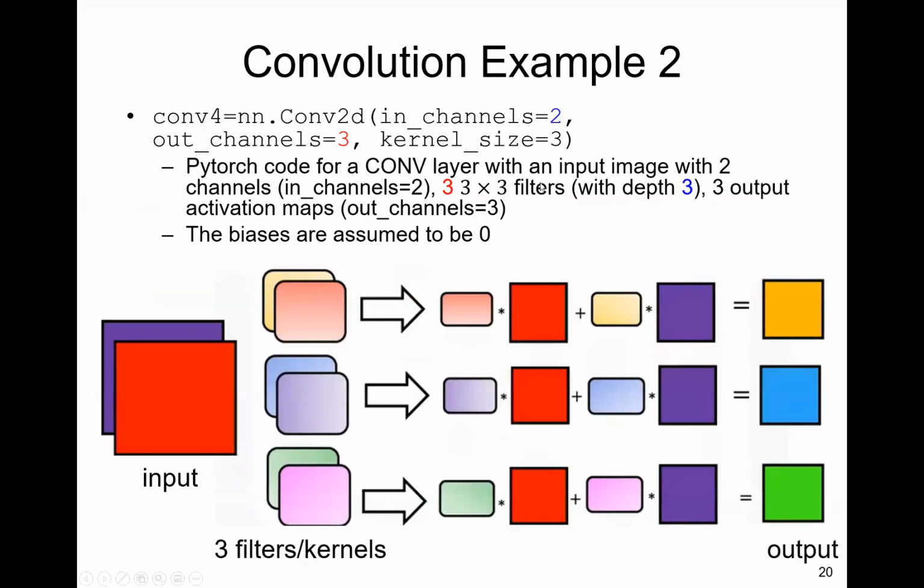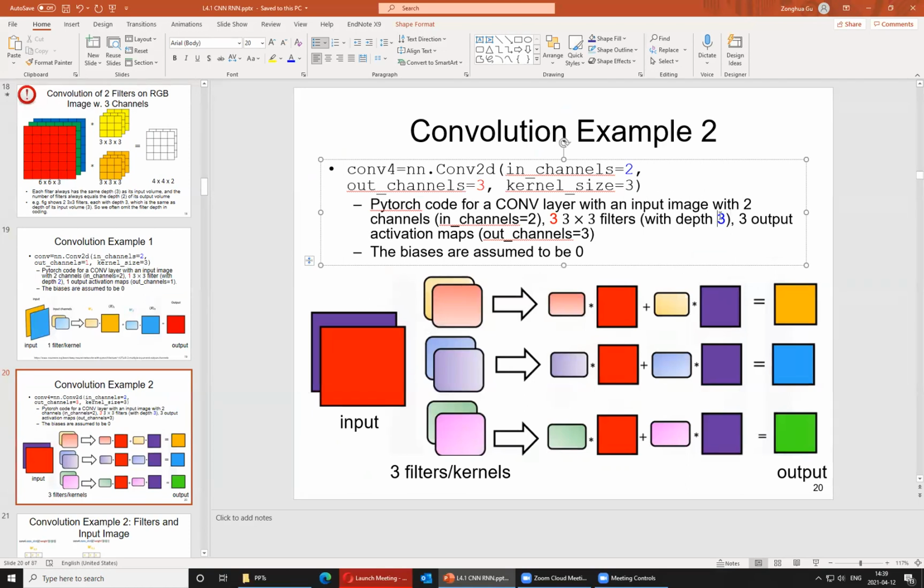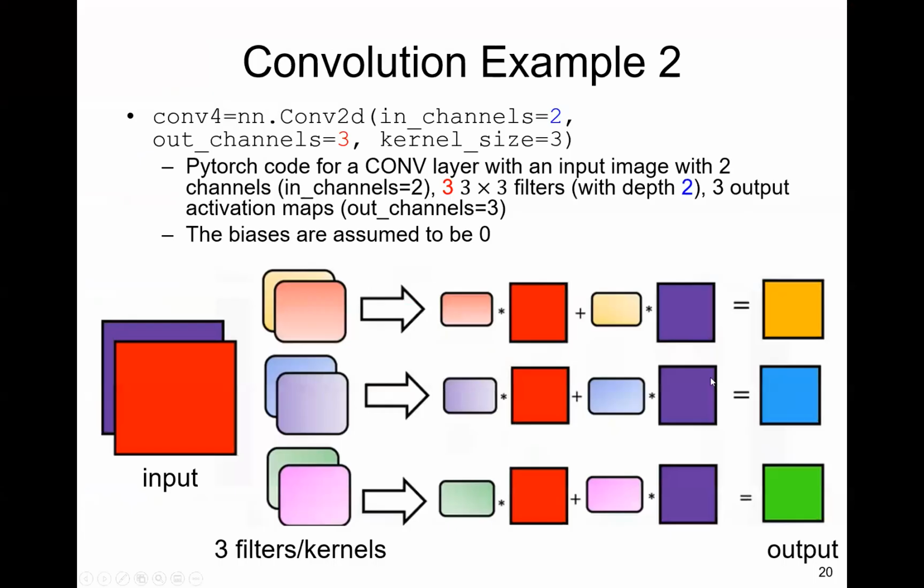Yeah. So here the input channel is 2. So the filter implicitly has depth 2. And because you have 3 filters, you implicitly have 3 output feature maps, activation maps. So the output channel is 3.